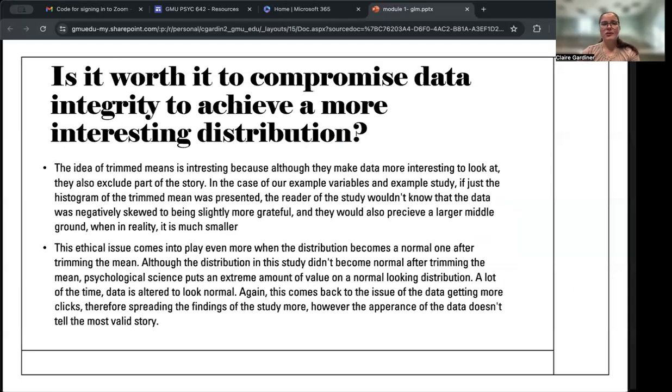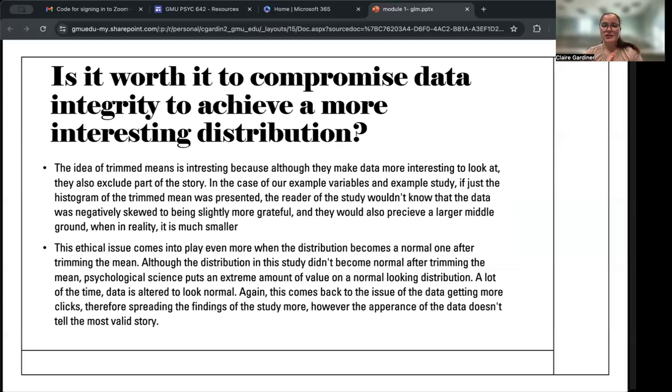So that leads to a more ethical question. Is it worth it to compromise the data integrity to achieve a more interesting distribution? Of course, the data I just showed and the data of the first graph before I trimmed the mean looked a little bit different. And I think the question here is, is it ethical? Because you are excluding some data when you trim the mean, and that data could be important.